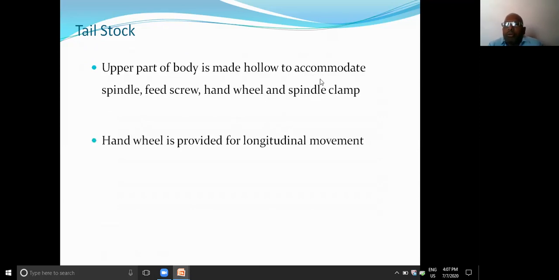Hand wheel is provided for longitudinal movement. That means to adjust the dead center, or to move the barrel a limited length, rotating the hand wheel is the best method. Whereas to adjust the dead center to a larger length, the hand wheel is restricted. In that case, loosening the tailstock adjustable screw is the only possible method. The front end is fitted with the dead center. Clearly, we can visualize the positioning of the dead center in the 2D view of the tailstock.